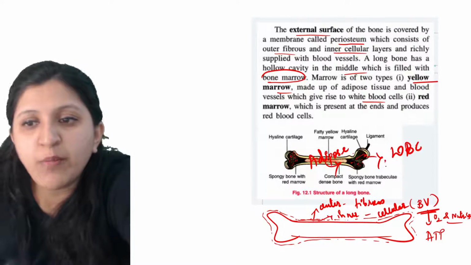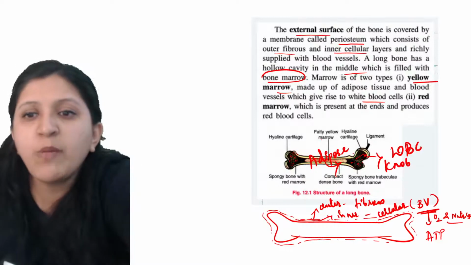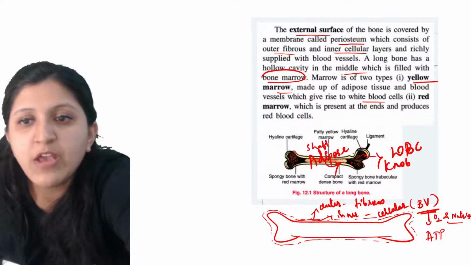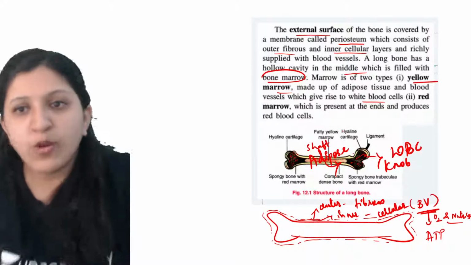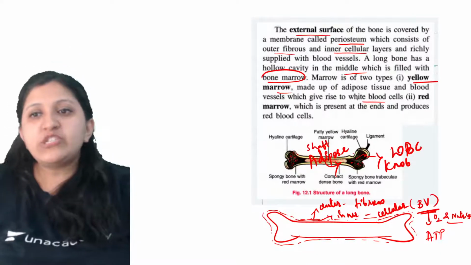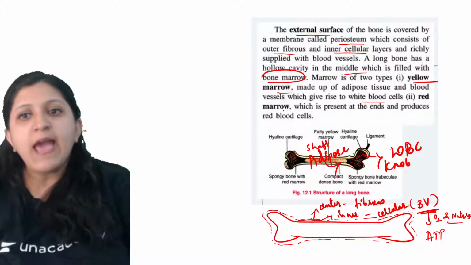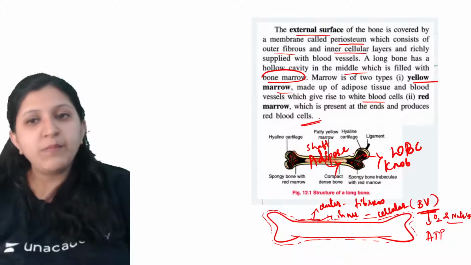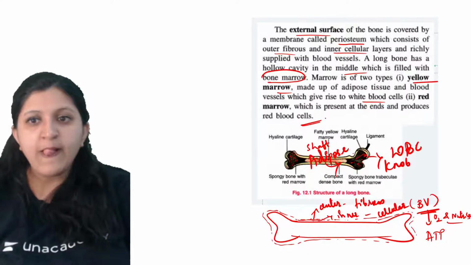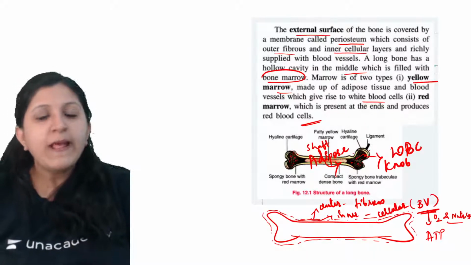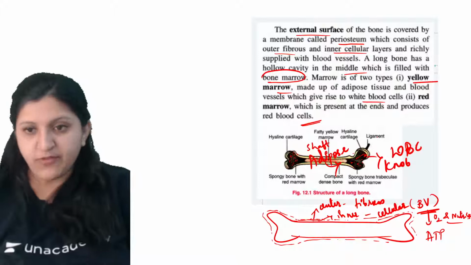So this is a knob. At the knob you can find red bone marrow, and at the shaft you can find yellow bone marrow. The red marrow is present at the ends, and it is mainly responsible for the production of RBCs. Red blood cell production occurs over here in the bone marrow itself.